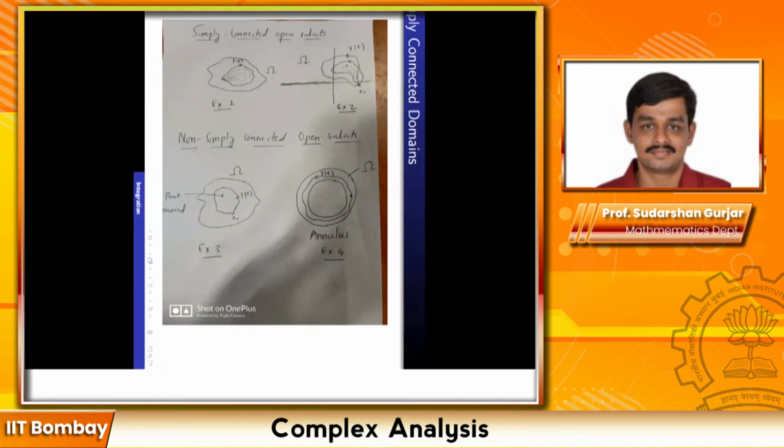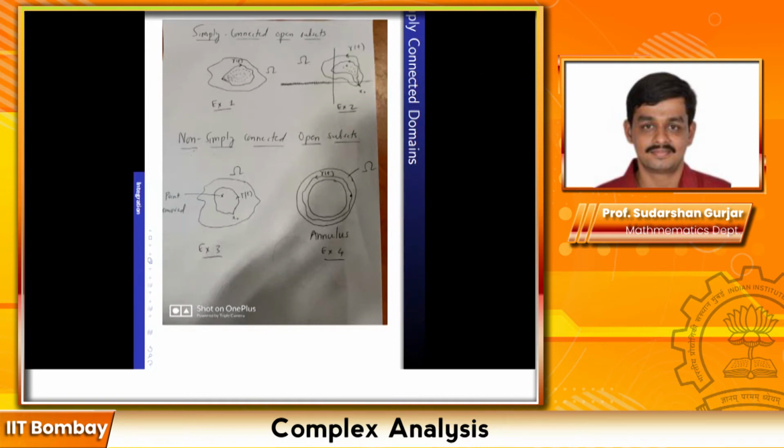Sir, please repeat the last example. So the last example, what is my omega? Omega is the region between the two concentric circles, right? I have drawn two concentric circles. My drawing is not very good, but pretend that they are circles, and the region between those two circles is my omega. That is my open set.